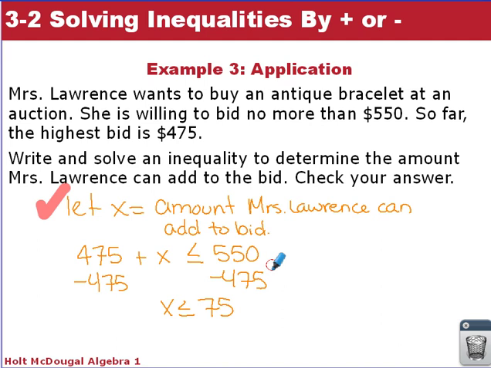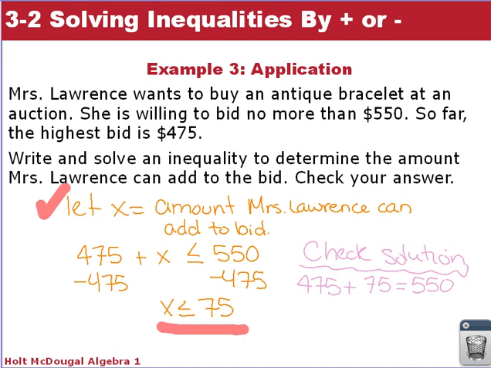Solving this inequality, we subtract $475 from each side of the inequality, leaving us with X is less than or equal to $75. So now let's check and see if our solution is reasonable. We can take our endpoint, $475, and plug that in. So checking our solution, we have our $475 plus what our solution was, we said $75. And yes, that does equal $550.